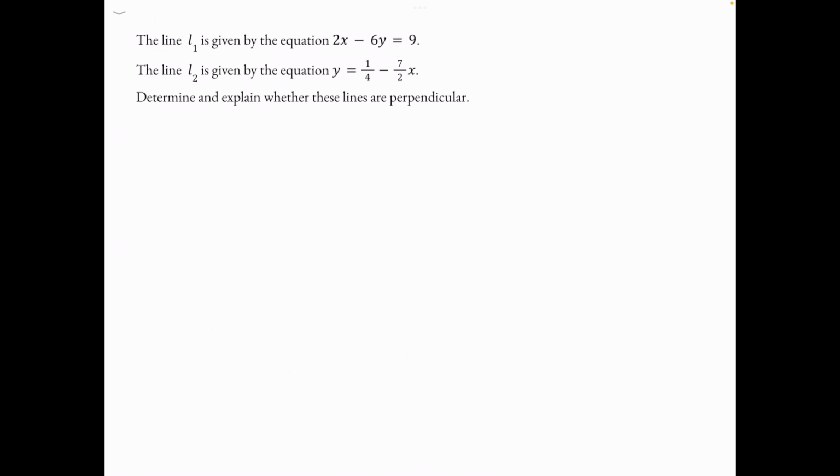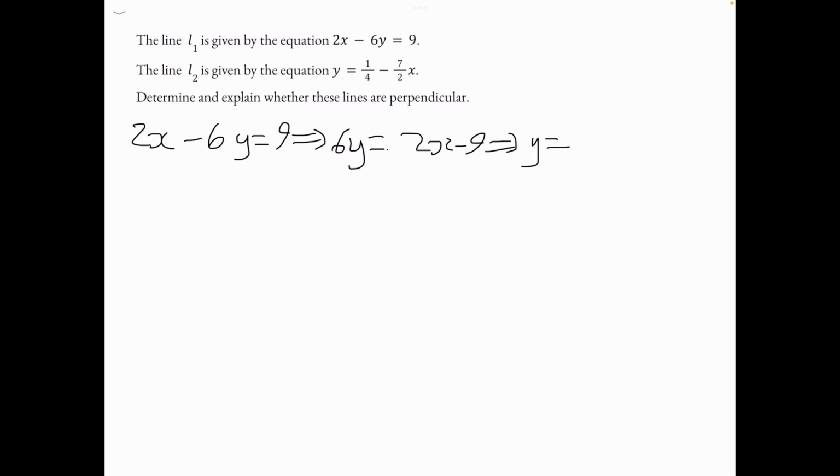First, let's rearrange L1 into the gradient-intercept form. So it will be 2x minus 6y is equal to 9, which will be 6y is equal to 2x minus 9, which is equal to y is equal to 2 over 6x minus 9 over 6, which is y is equal to 1 over 3x minus 3 over 2.